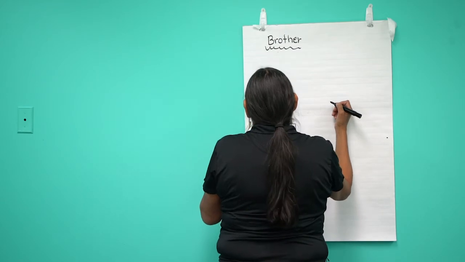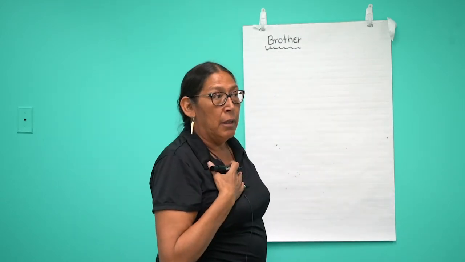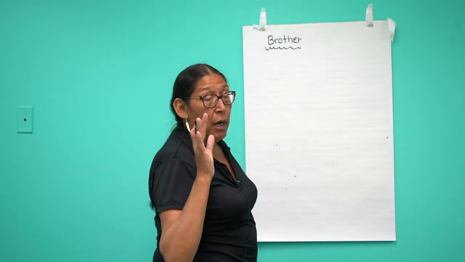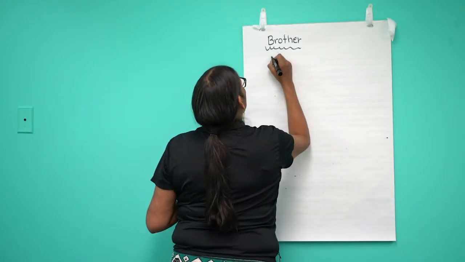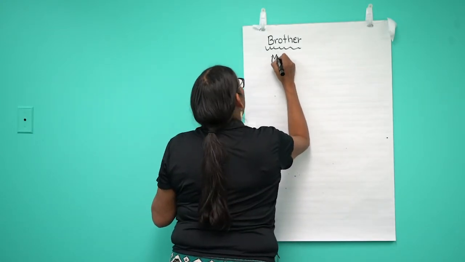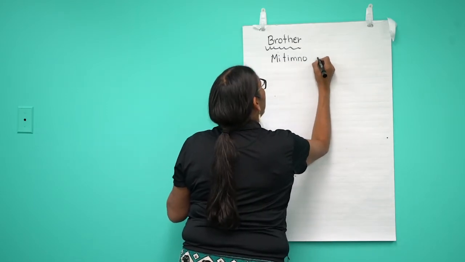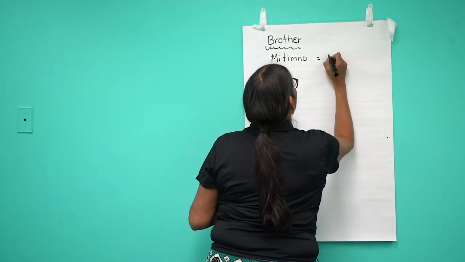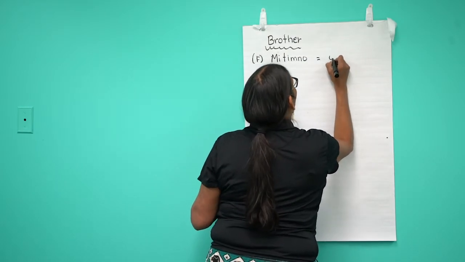Now, if I'm going to say my brother, this is my older brother. He is Mitimno. Mitimno. And that's what I would say. He is my older brother, and this is the female speaker, and that's my older brother.